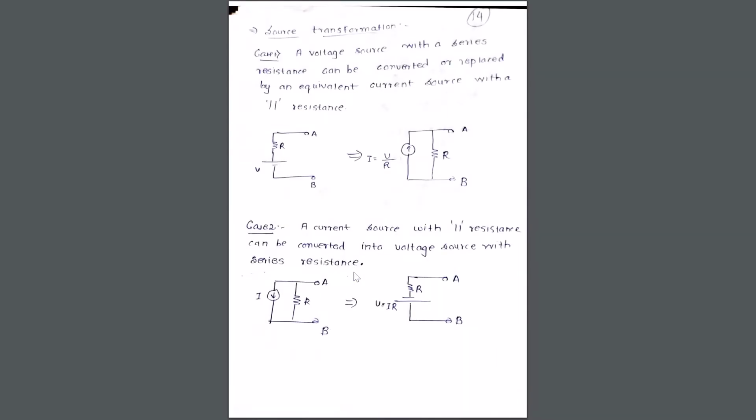I'll give you a short summary. Source transformation is like any other technique, like your mesh analysis and nodal analysis, which is used for finding different parameters in a particular circuit. So source transformation gives us the rule of converting a voltage source in series with a resistance to a current source in parallel with a resistance, and a current source in parallel to a resistance to a voltage source in series with a resistance. Just be very careful of the direction. The current source will always come out of the positive terminal. So accordingly, you have to give the direction. I hope I'm very clear with this.